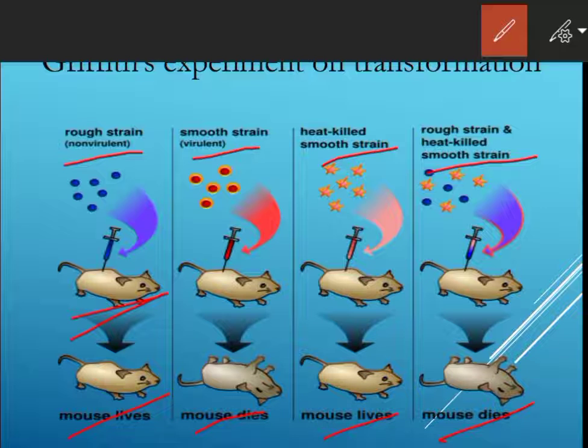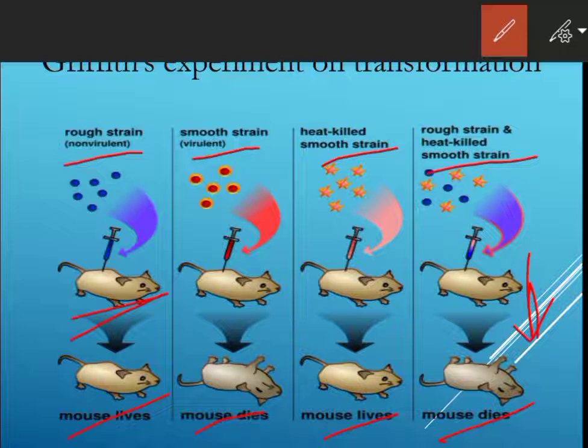Moreover, living S strain bacteria was recovered from the dead mice, when heat-killed S strain plus living R strain was injected in the mice. The mice died. From all these observations, Griffith concluded that the live R strain bacteria had been transformed by the heat-killed S strain bacteria.